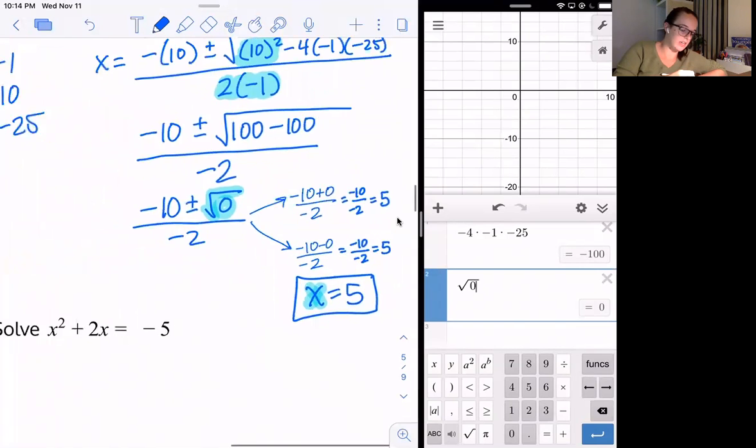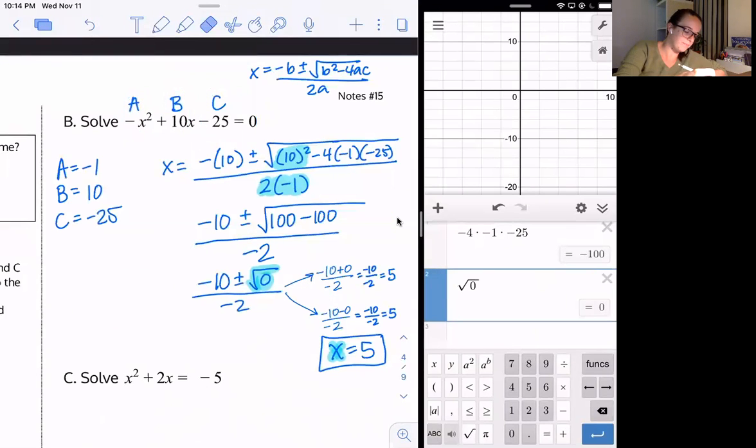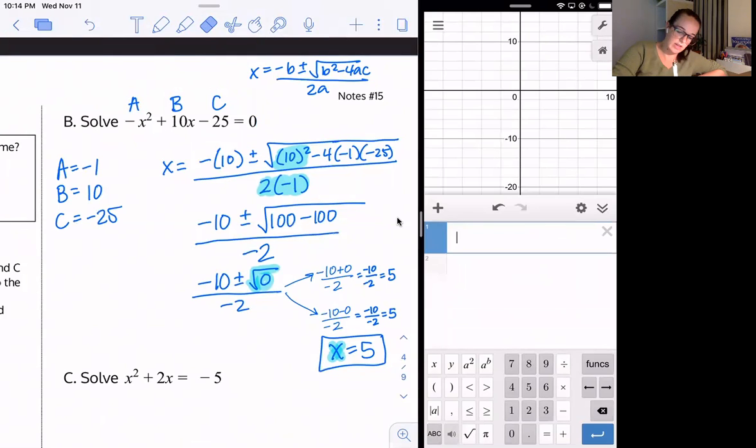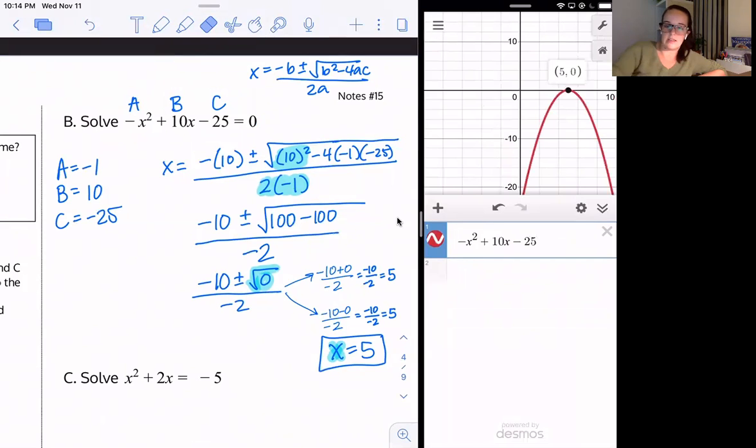If you want to, again, check your work on the calculator, you can type it in. You can say, okay, negative x squared plus 10x minus 25. And then you can click and see that solution. That solution says x equals 5. So we did a great job.